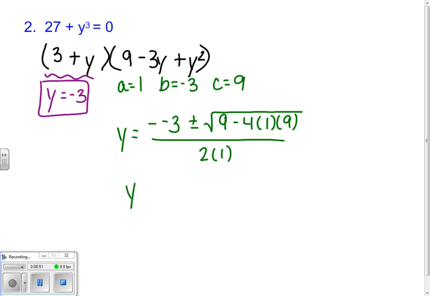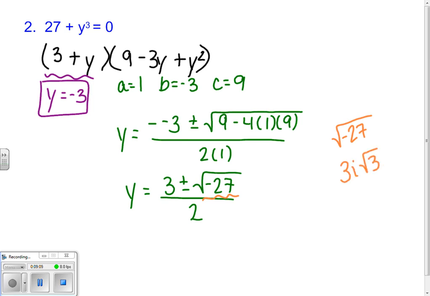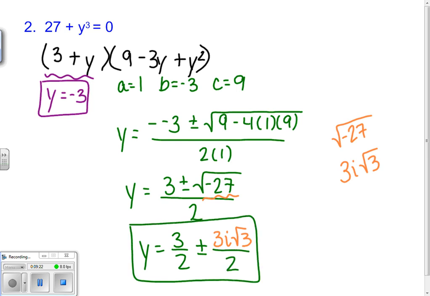So I get positive 3 plus or minus the square root of. Plug that into the calculator the way you see it. You should end up with negative 27, and on the bottom 2 times 1 is 2. The square root of negative 27, when simplified, gives you 3i root 3. So what I really have here is y equals 3 halves plus or minus 3i root 3 over 2. And that's it. Those are the 2 answers I was looking for.